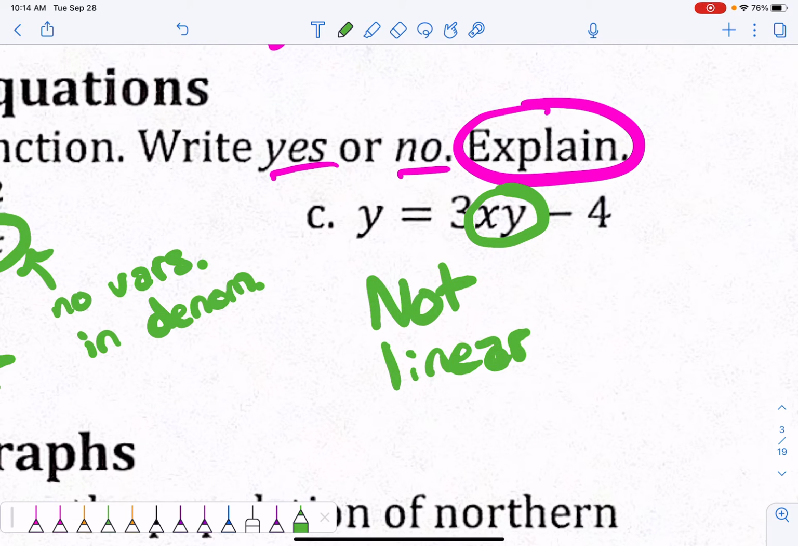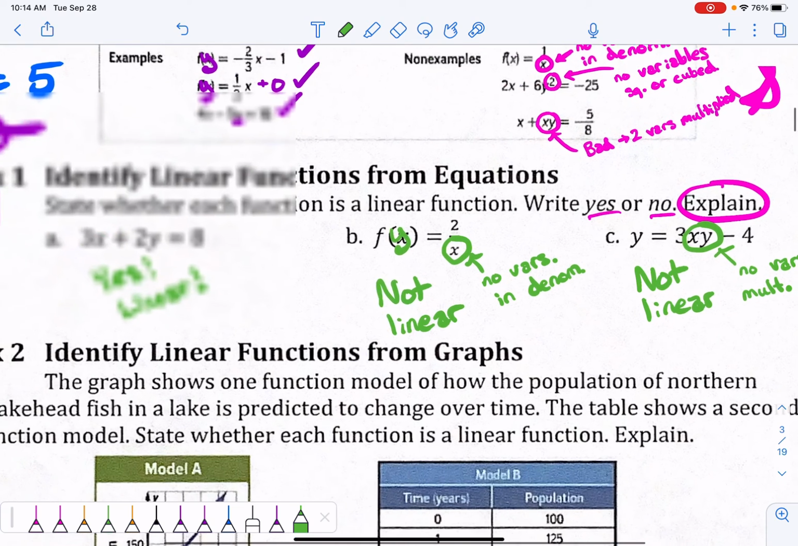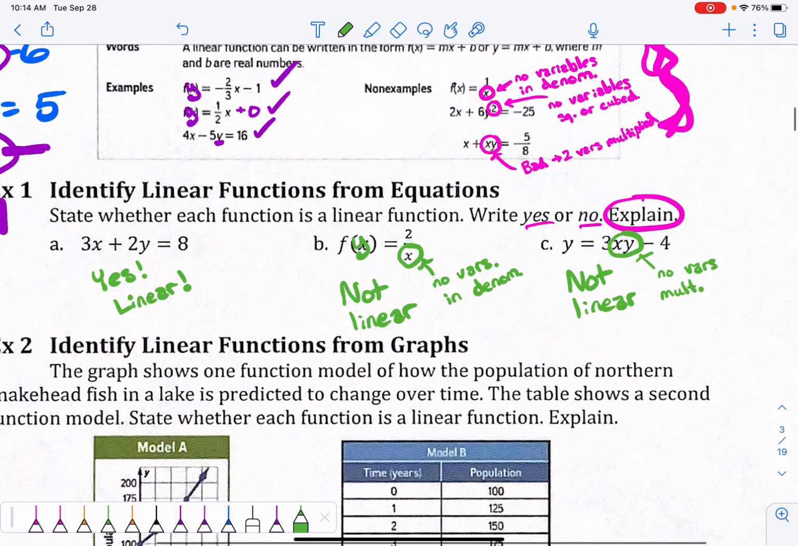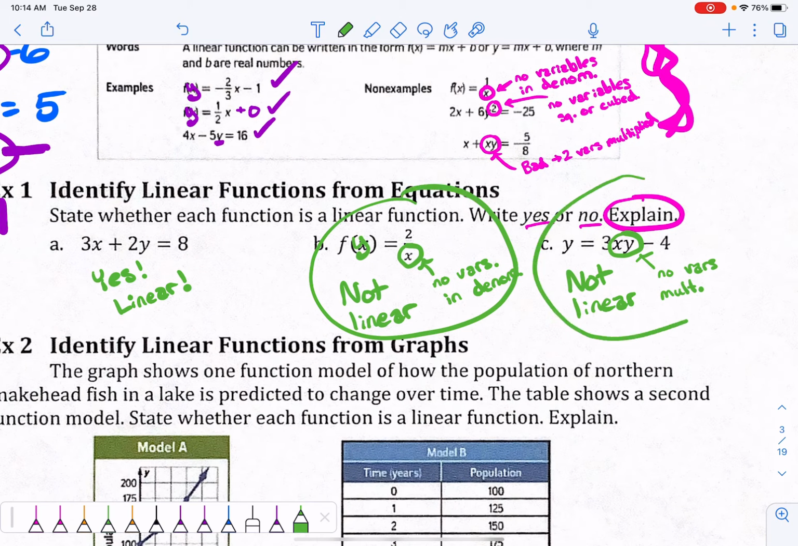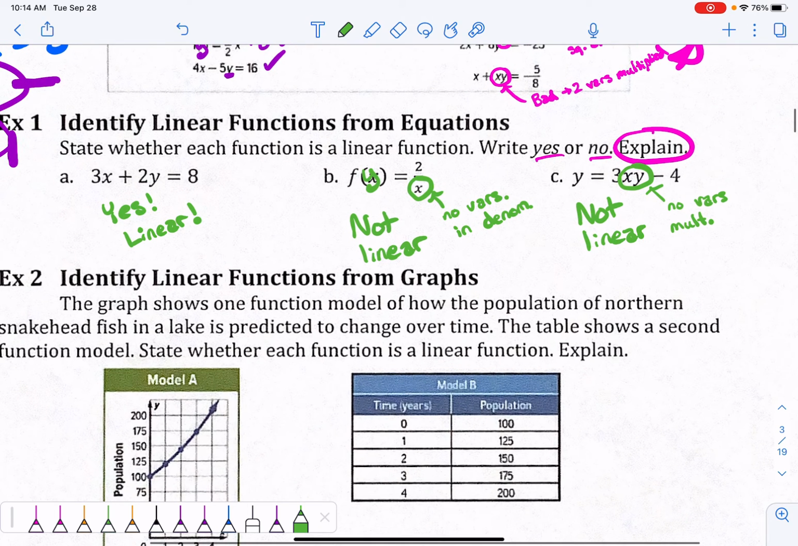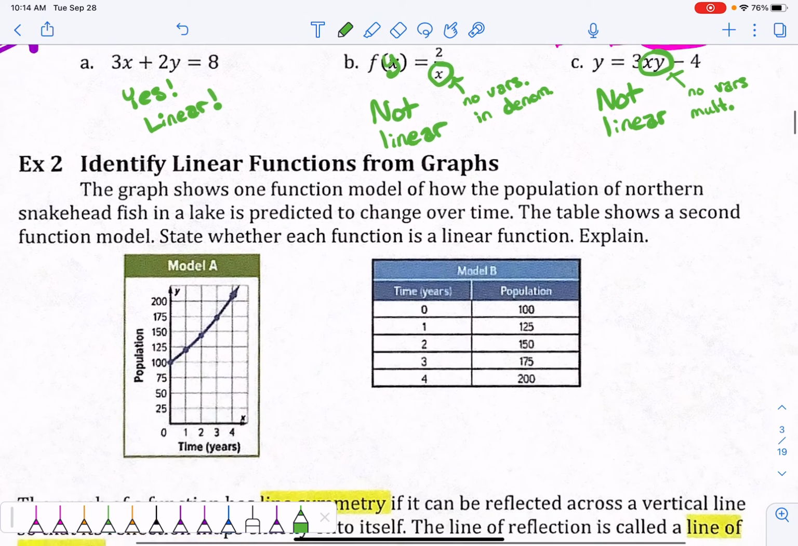Okay, and this is the part that's bad, so no variables multiplied. That's the bad part, okay? We don't want that to happen, all right? So hopefully we're a little bit better at identifying what's linear and what's not linear. We'll talk later on about what these would actually look like when we graph them in the chapter, but for right now, we're just going to deal with linear versus not linear, okay?